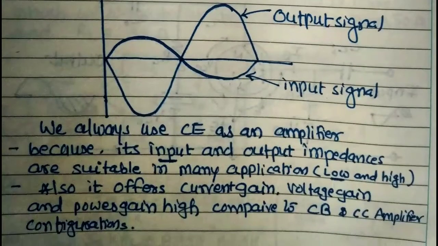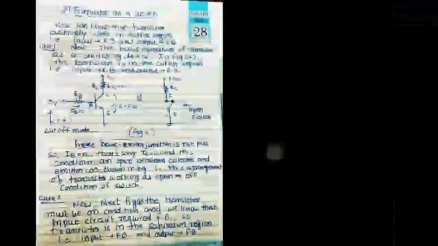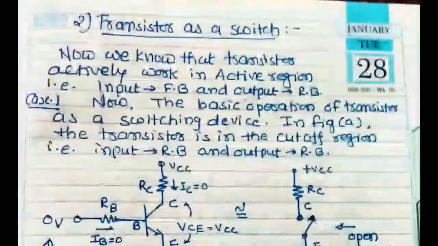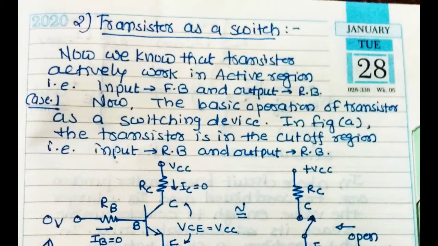So we always use, as I said earlier, the common emitter as an amplifier, and it offers current gain and voltage gain very high compared to CB and CC amplifiers. So this is the first application. Now the second application is the transistor as a switch.